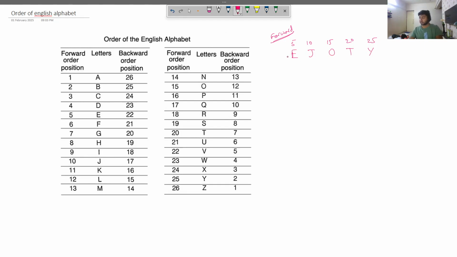That's how you can calculate all the letters which are lying in between them. And the letters A, B, C, D are pretty simple anyway, because we know that those are the first four letters. But apart from that, the position number for other letters in between, you can calculate quickly from these letters. So if you see, E is my fifth letter, J is my 10th letter, O is my 15th letter, T is my 20th letter, and Y is my 25th letter.